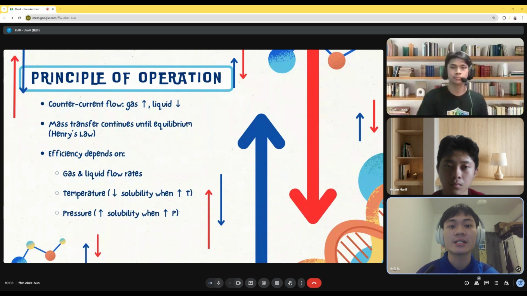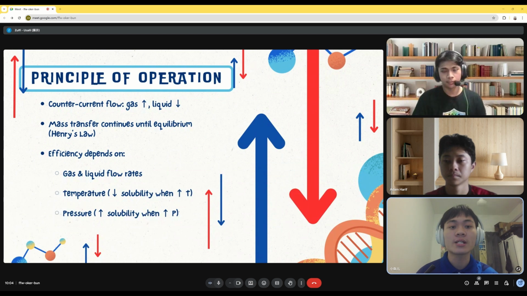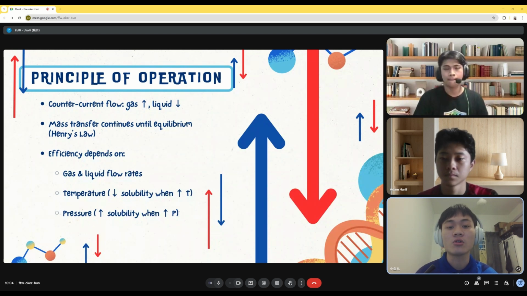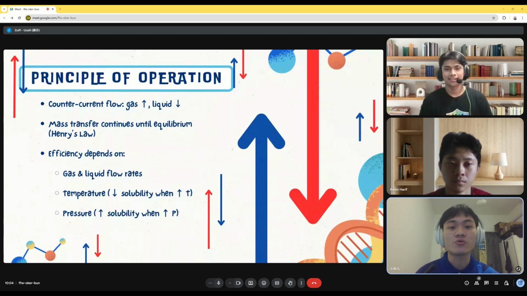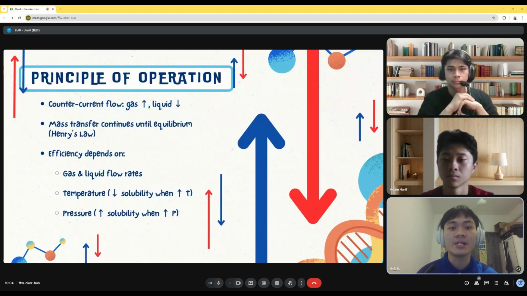Absorption typically happens in counter current flow, meaning that the gas goes upward while the liquid flows downward inside a column. That setup gives maximum contact time between the two phases. Imagine a column where the gas enters from the bottom, bubbling up, and the liquid comes from the top, trickling down. As they meet, the gas loses its soluble component to the liquid. That's the essence of absorption.